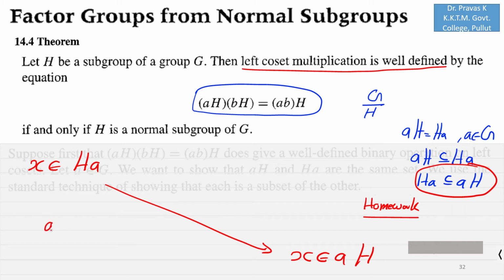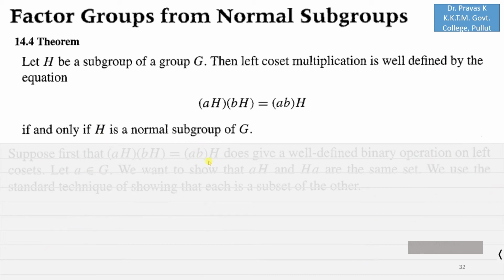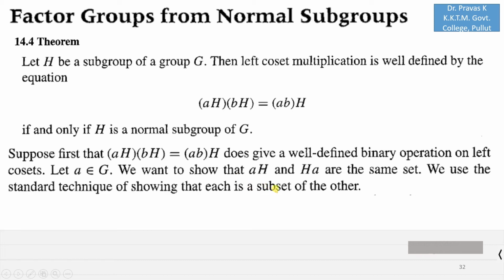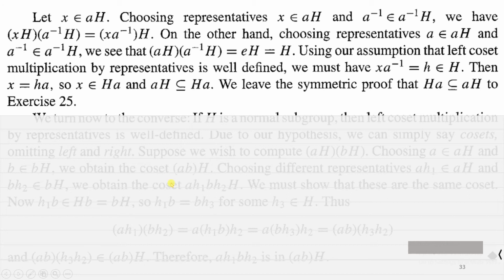Now we have aH is a subset of Ha and Ha is a subset of aH. Since a is an arbitrary element, this means that aH is equal to Ha for any a in G, which means that H is a normal subgroup of the group G. Now, before going to the second part of the proof, let us see how the proof is given in your textbook. So this is the first part.